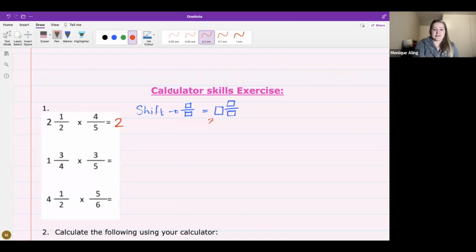Okay, so fantastic. If you put it in your calculator, you will get an answer of 21/20. Keep in mind, you need to press shift and the fraction button in order to put your mixed fraction into the calculator correctly. Okay, and then last question. 4.5 times by 5/6, what do we get?